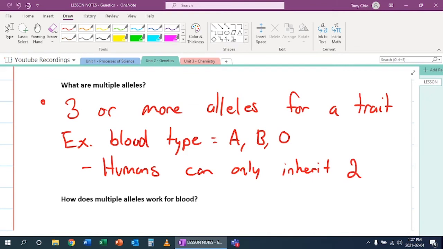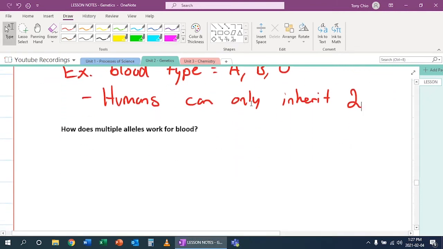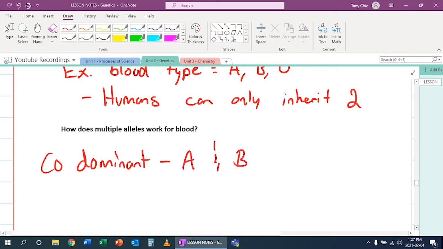All right. So how do multiple alleles work for blood? Well, first of all, we understand that there are codominant blood types, aka there are 2 blood types that are both dominant, and those are A and B blood types. If these 2 are codominant, that means O blood type must be recessive. So recessive must be O blood type.